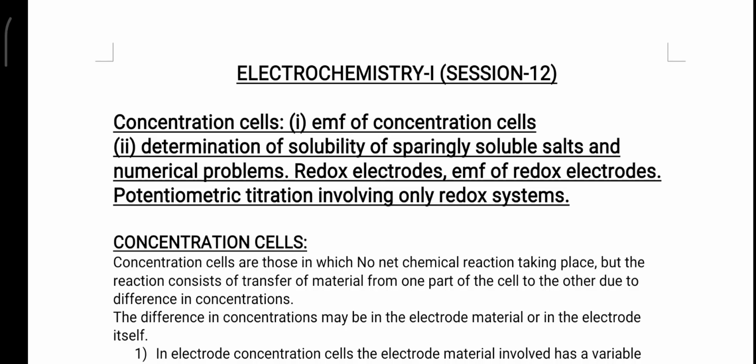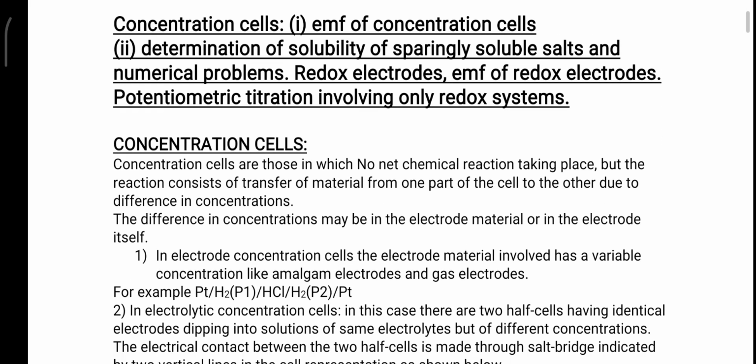Dear students, now I am going to explain about concentration cells. Here you need to study EMF of concentration cells and its application. One of its applications is determination of solubility of sparingly soluble salts. Let us study about the concentration cells.